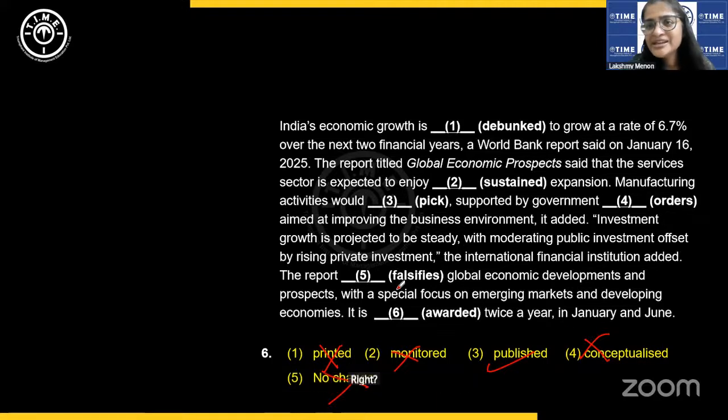Right? Okay, so any questions for me in the meanwhile about cloze test? We have finished one cloze set. So you see the overall understanding of the paragraph is also important. Okay, do not be in a haste to pick the options.